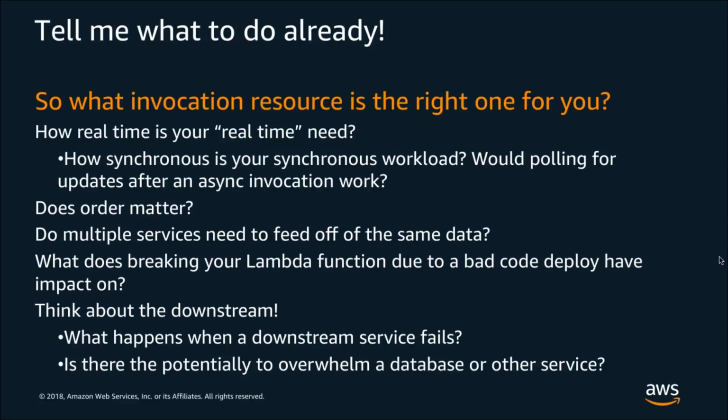How does that impact your business, for example? So those are all things that you'd want to think about. And really, you want to think about the downstream, right? What happens if a downstream service fails and all of a sudden your Lambda functions can't process requests like you would hope that they could?